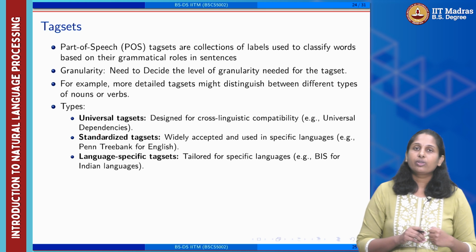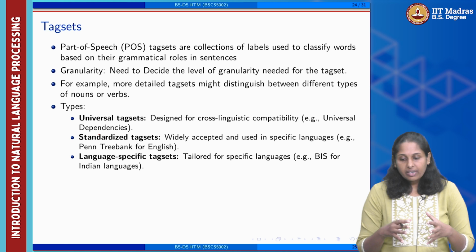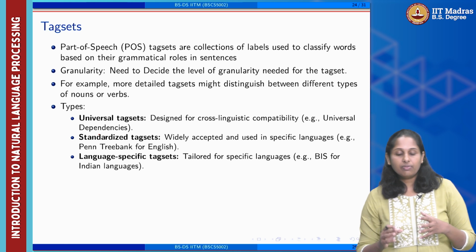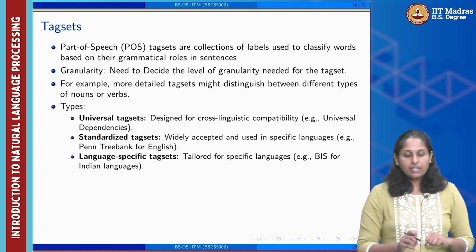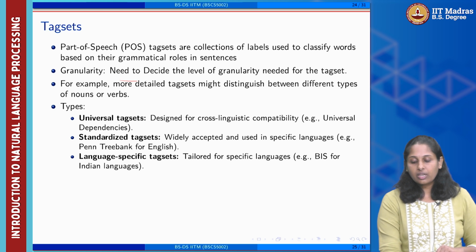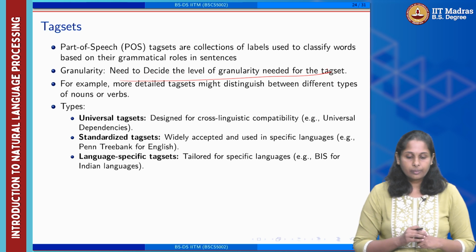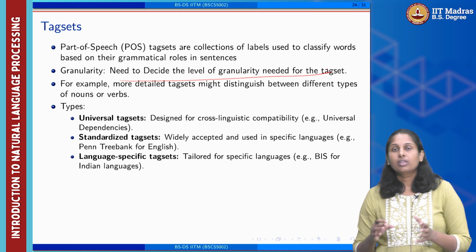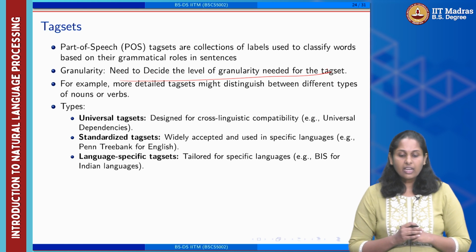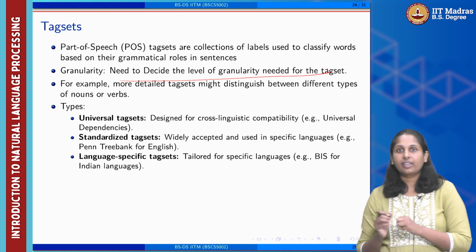Now, how are we going to get the tag set? So, part of speech tag sets are collections of labels. They are used to classify words based on grammatical rules. Now, the granularity is the level we need to decide, how many tags we need to select, and how the more detailed tags are distinguished from the less detailed tags. Some are coarse grained tag sets, and others are fine grained tag sets.